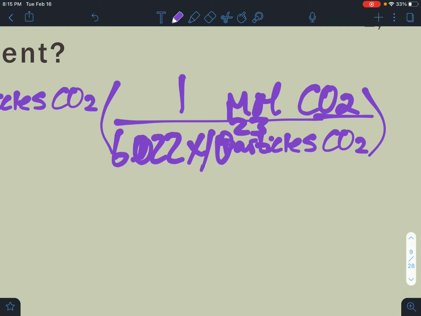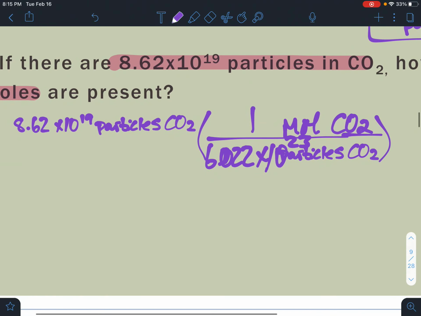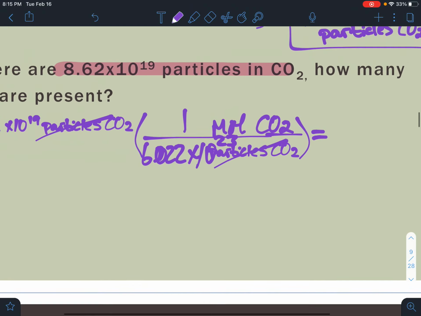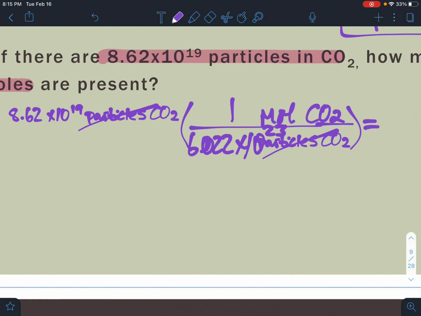At this point, double check that you've set up your units so that they can cross off. So we have particles in the numerator here, particles in the denominator here. The correct number is with the correct unit. There's a 1 with mole, which is what we need. And then next to particles, we have 6.022 times 10 to the 23rd. At this point, we are able to solve. You multiply all the numerators together, you divide by the denominator. So any number times 1 is itself. So we have 8.62 times 10 to the 19th times 1 equals 8.62 times 10 to the 19th.